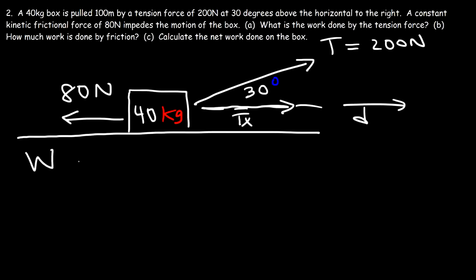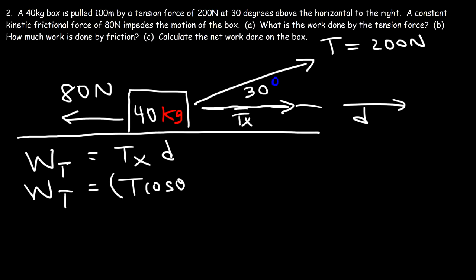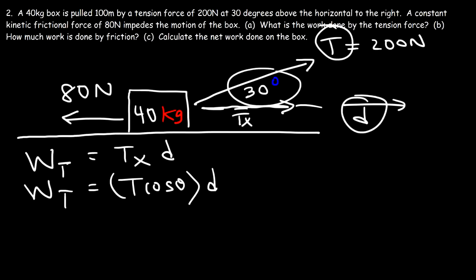So the work done by the tension force is equal to the x component of the tension force times the displacement. Because those two are parallel, the angle between them is 0, and cosine 0 is 1. Now Tx is T cosine theta. Now the angle between T and d is not 0. That angle is 30. So thus we have the equation Td cosine theta, or Fd cosine theta.